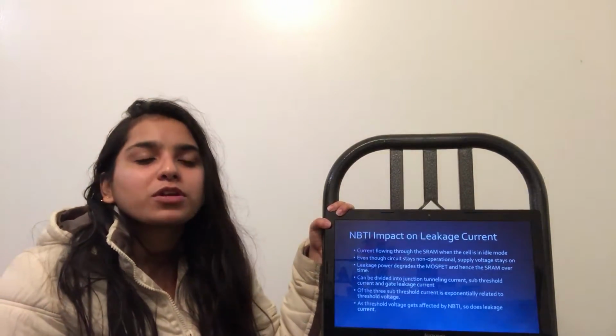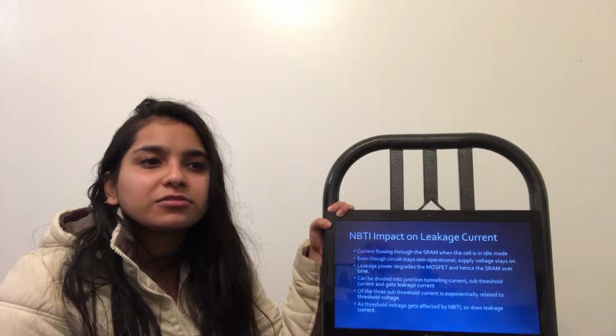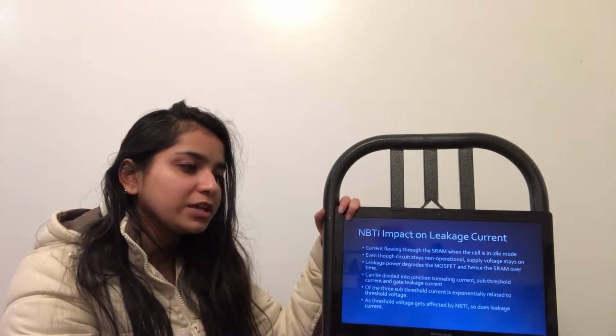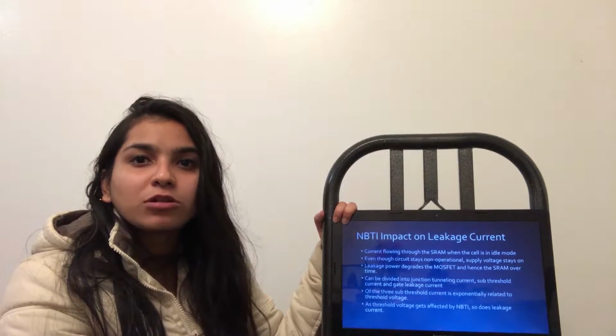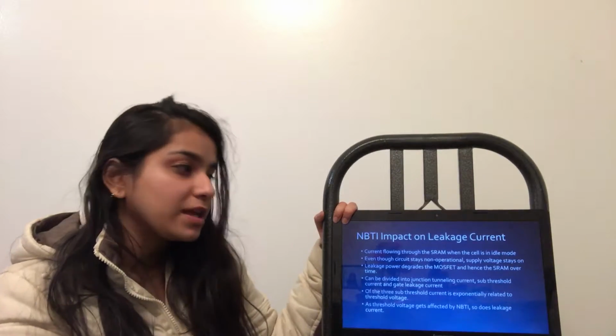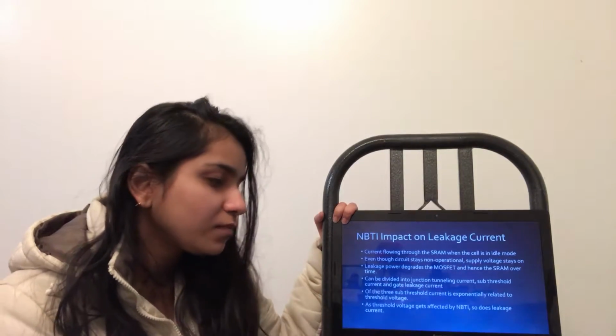Another very important aspect of NBTI degradation is its effect on leakage current. Leakage power loss is one of the fundamental power losses which we get during an SRAM cell operation. As I mentioned earlier, leakage current is measured when the cell is in standby mode, because only then does leakage current flow, and the only way of detecting that is when we know there is no other current flowing through the SRAM cell in that ideal operation.